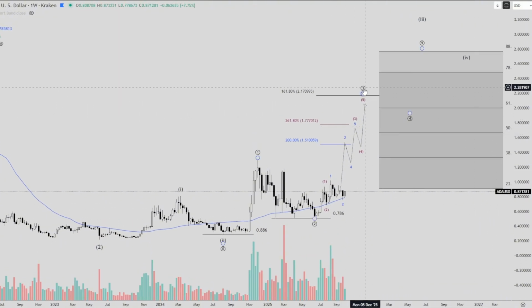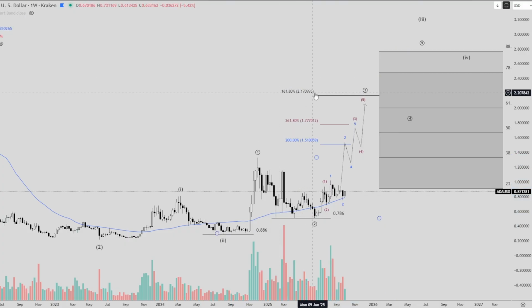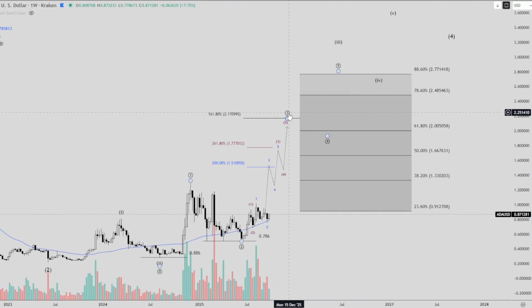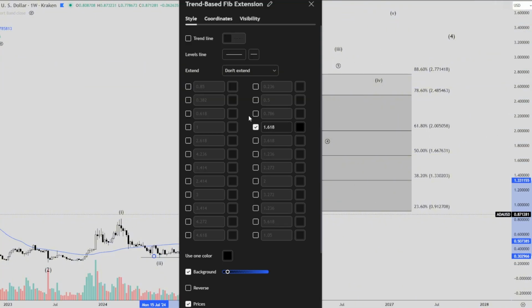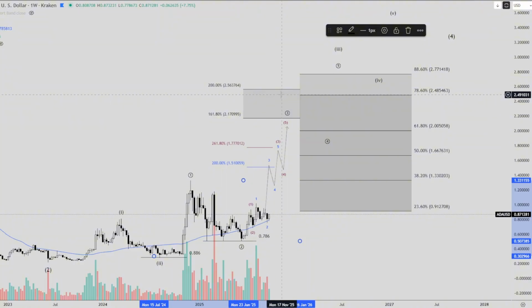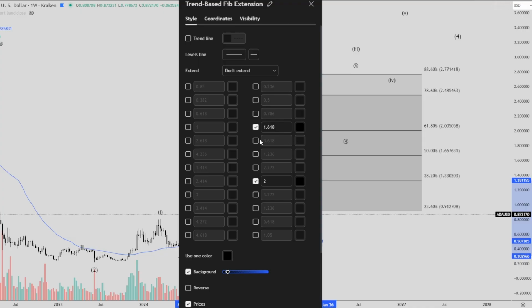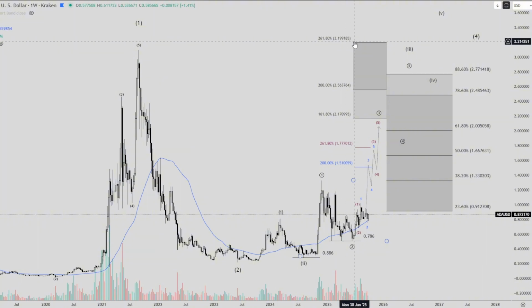So this wave 3 target here, the minimum target, is the 1.618 at $2.17, and because it is a nested structure and this is the wave 3 of a higher degree wave 3, it just means there are higher prices potentially possible, right? So we're talking about the 200% level, which is also in play at $2.50. And if things get really crazy, we could actually even see the 2.618, which is a new all-time high.